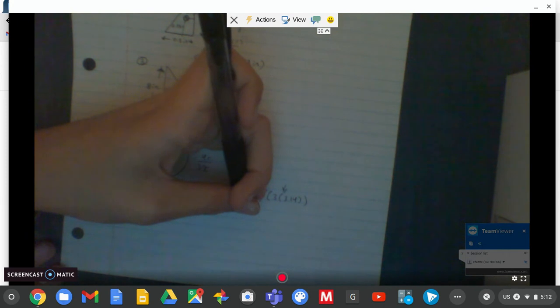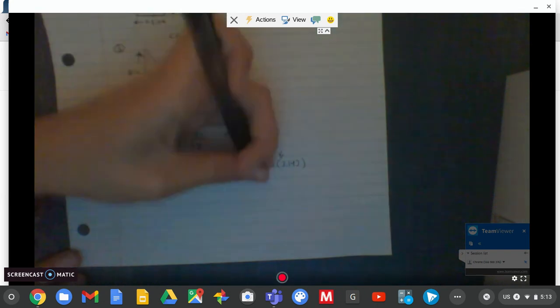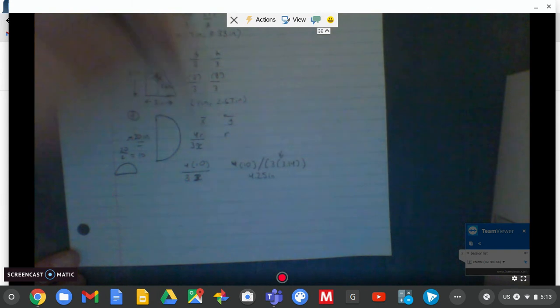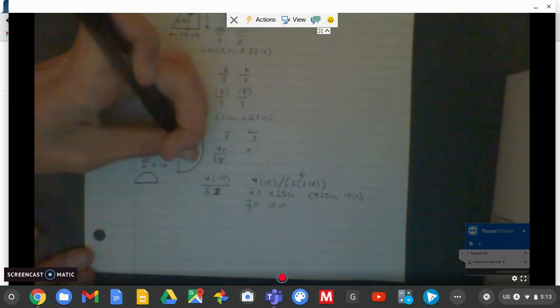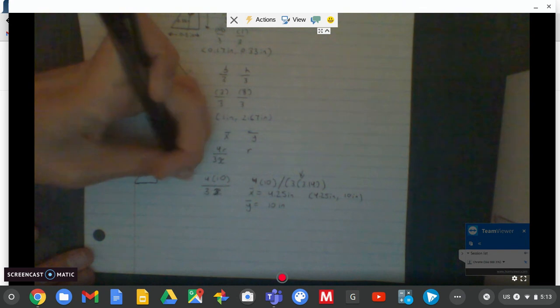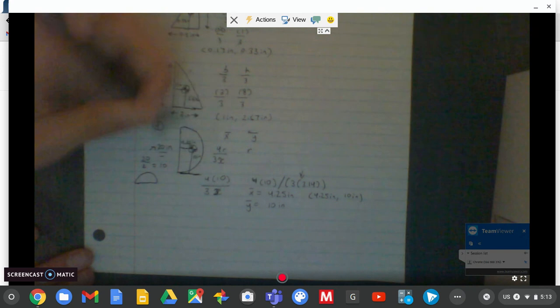So, for the final answer, we get 4.25 inches. That is for the X. And remember, the Y is just the radius, which we said was 10 inches. So the coordinates are 4.25 inches, 10 inches. And then we estimate where the centroid is. And there you go, 4.25 inches. And then you have to bring that all the way down to this line down here, not just the edge, for 10 inches. Or you could just draw the line there.